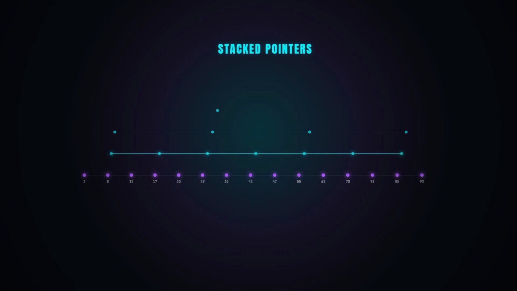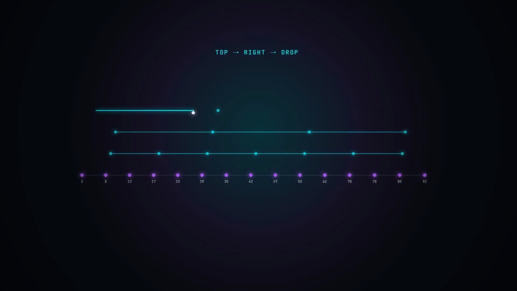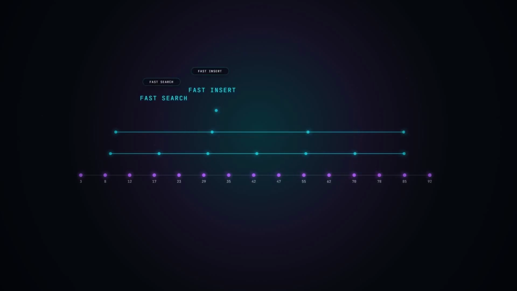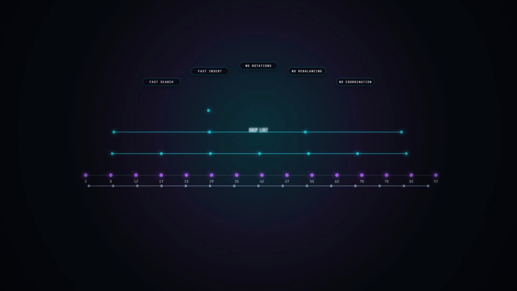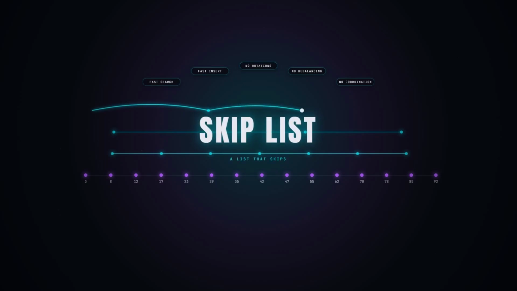So look at what you're holding. A linked list still in sorted order. Extra forward pointers stacked on top in layers that thin out as you go up. You search from the top, moving right and dropping down. You insert with a coin flip. Fast search, fast insert, no rotations, no rebalancing, and no global coordination anywhere. It started as a linked list. It isn't one anymore. What you just built is called a skip list, and the name is exactly what it does. It's a list that skips.